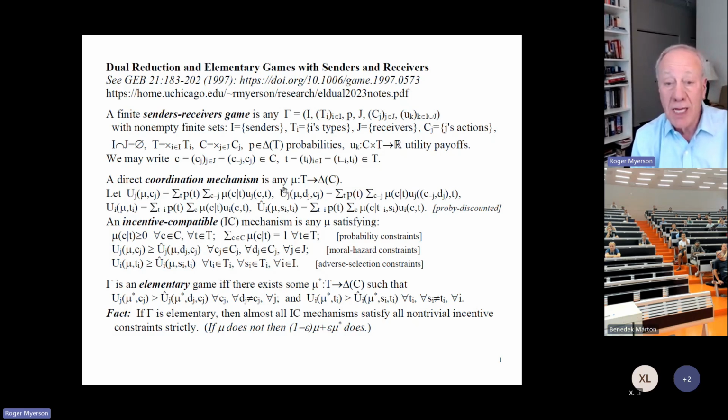Let's see, what's a mechanism? A mechanism is any mu that's a function from the profiles of types into probability distributions of actions. So mu is going to, I can see there's a mu of c given t. Little c is a profile of actions, little t is a profile of types, and mu is the probability that the profile of actions would be recommended to the receivers if the senders reported that their types were as in the profile of types t.